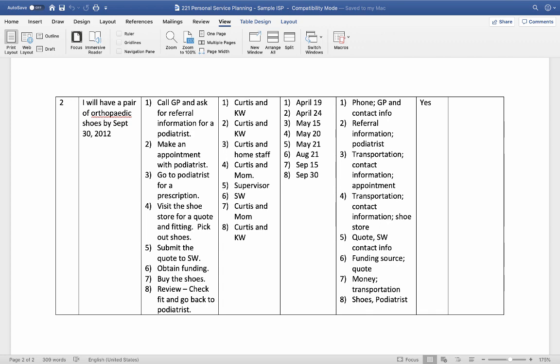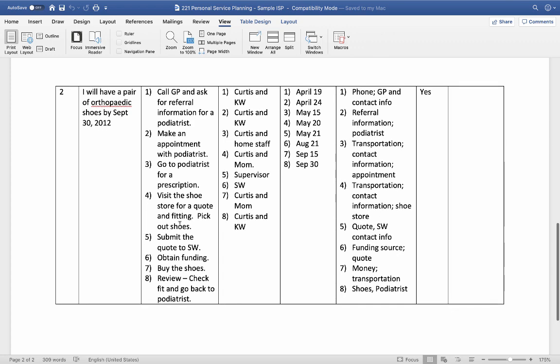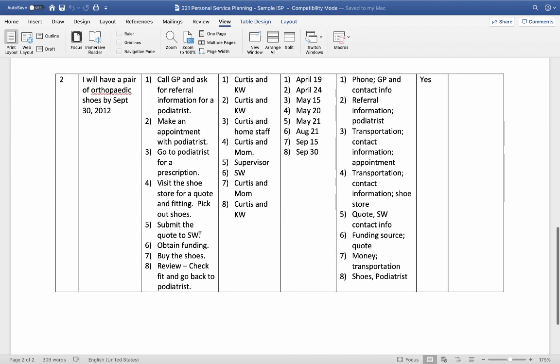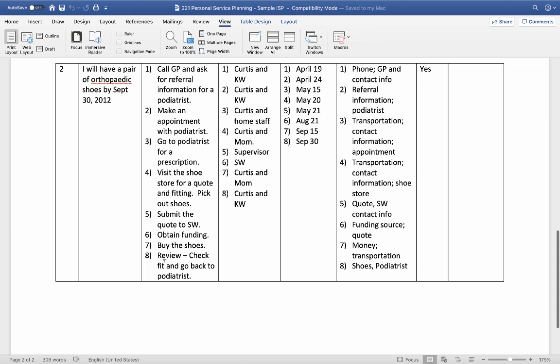We'll visit the shoe store, a special shoe store, and get a quote and find out what his shoes will cost. We'll also pick out the style. We'll submit that quote to SW. SW stands for social worker. The social worker is going to be our source of funding, and the funding is going to be sought by somebody. When we get that funding, we're going to buy the shoes, and we're going to find out whether they actually work for Curtis. We're going to go back and see the podiatrist and see whether or not Curtis's shoes are working the way they should. So again, we always finish with the step called review.